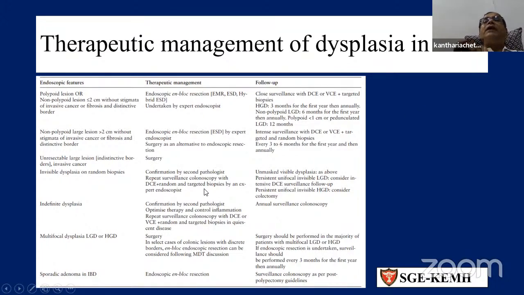A repeat surveillance colonoscopy should be done in invisible dysplasia, and follow it up with annual surveillance. For indefinite dysplasia, again, you repeat the biopsy, confirm it by a second pathologist, and keep them under surveillance with an annual surveillance colonoscopy. With multifocal dysplasia, either low-grade or high-grade dysplasia, surgery is the treatment of choice. And for sporadic adenoma, you could do an endoscopic en bloc resection.